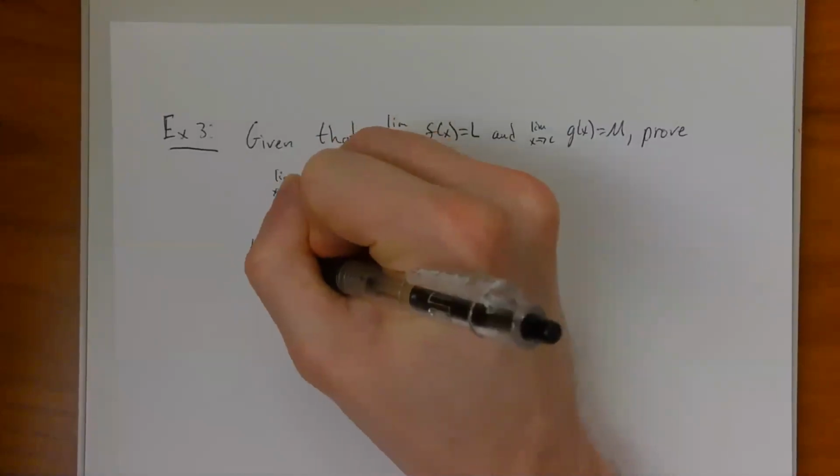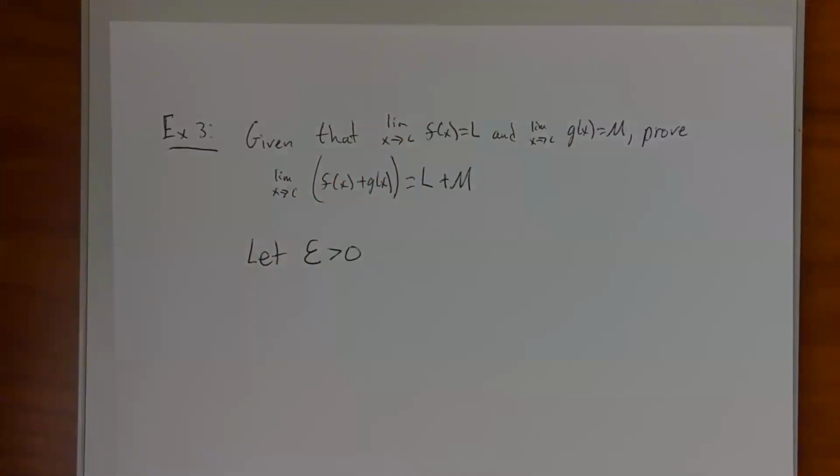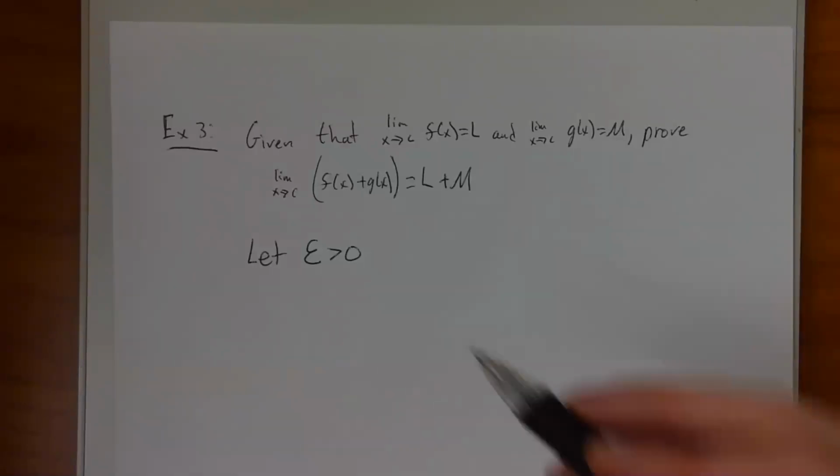As always with these, we start with the statement, let epsilon be greater than 0. What is that? That is some small positive value. We just assume it is a really small but positive value. That's what that statement means.